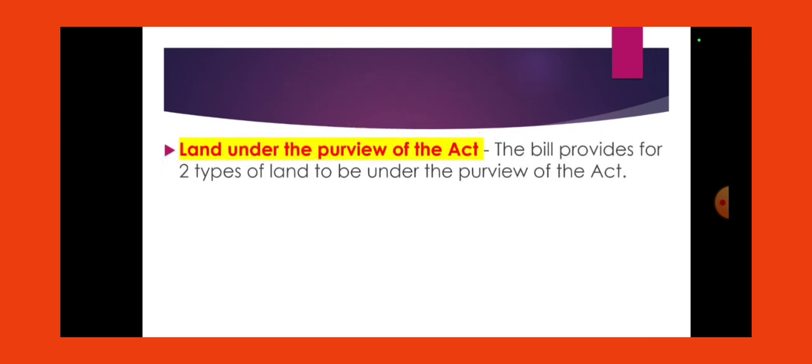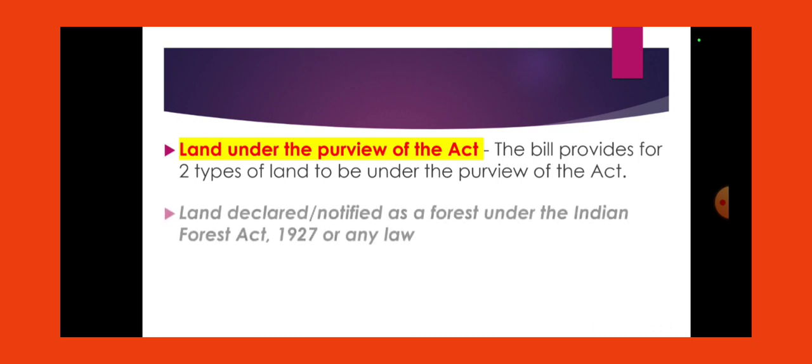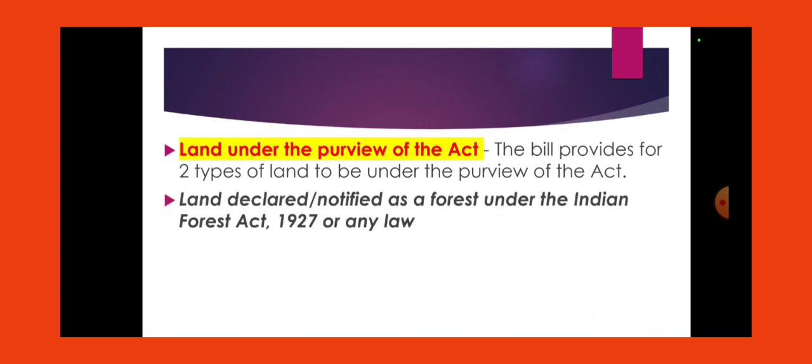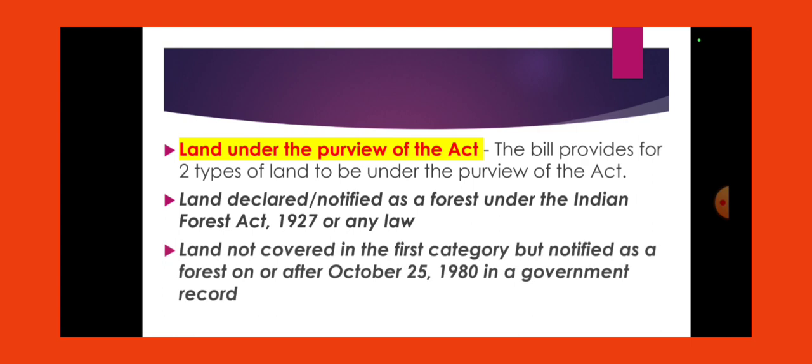Land under the purview of the Act. The bill provides for two types of land to be under the purview of the Act. Land declared or notified as a forest under the Indian Forest Act 1927 or any law, and land not covered in the first category but notified as forest on or after October 25, 1980 in a government record.